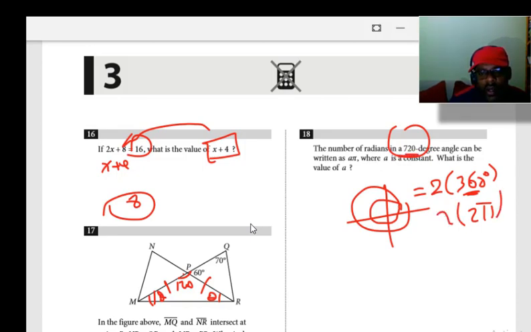So here, what is it equal to? It is equal to a pi. This is the same as a pi, so obviously the value of a is 4, because you have to multiply this by two.